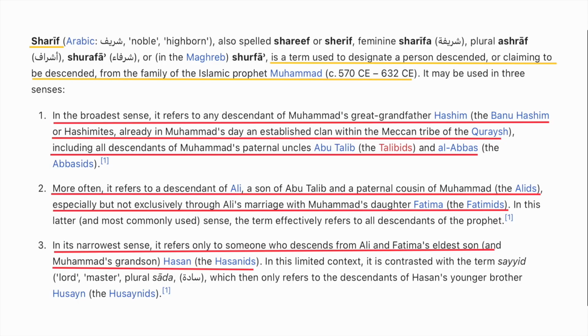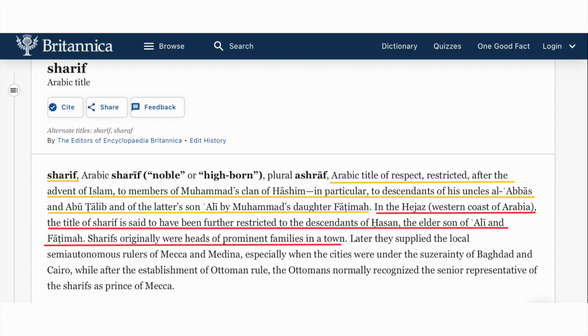Hassan. And according to Britannica.com, Sharif, Arabic title of respect restricted after the advent of Islam to members of Muhammad's clan of Hashim, in particular to descendants of his uncle Abu Abbas and Abu Talib, and of the latter's son Ali by Muhammad's daughter Fatima. In the Hijaz, the title of Sharif is said to have been further restricted to the descendants of Hassan, the elder son of Ali and Fatima. Sharifs originally were heads of prominent families in a town.